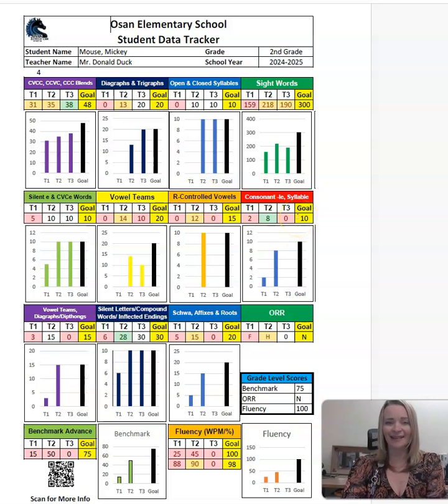For consonant-LE syllables, they're your words that end in the LE. So for example, bottle, little. For vowel digraphs and diphthongs, they're slightly different ones. This is like the oo, the ow, the oi sound. So that's an example of those.